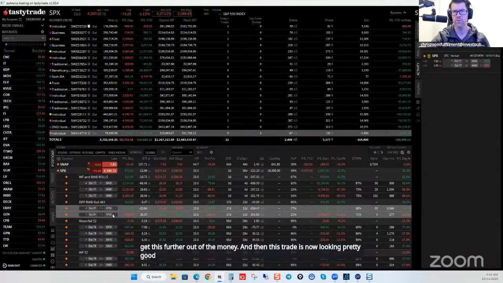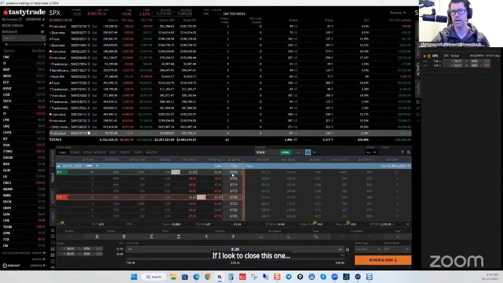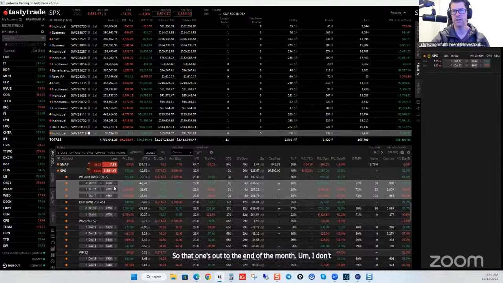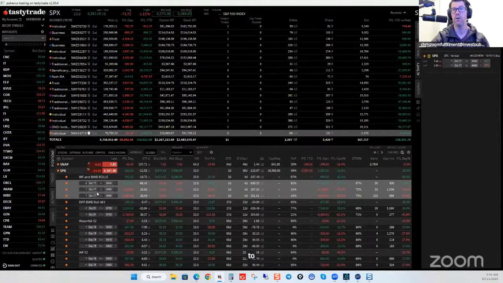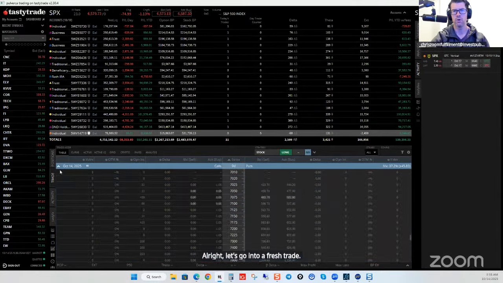This 6,700 by 20, this one's up $480. If I look to close this one, the debit's still a little bit high. I'm just going to keep an eye on this one. I want this to close at like a $1 or $2 debit. I pulled in over $3 or $4 on this trade. So that one's out to the end of the month. I don't want to roll these yet. If I can get the 40 by 55 or the 40 by 60 to stay out of the money, then that's like $650 of profit this week. All right, let's go into a fresh trade for today.